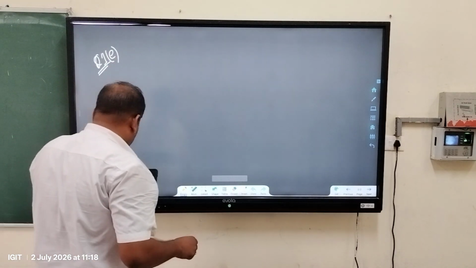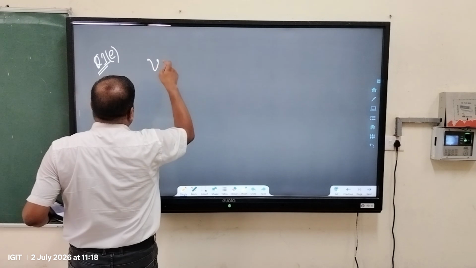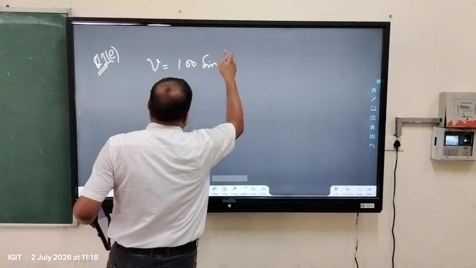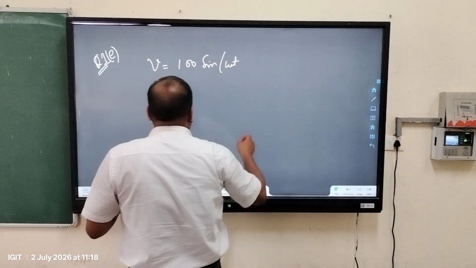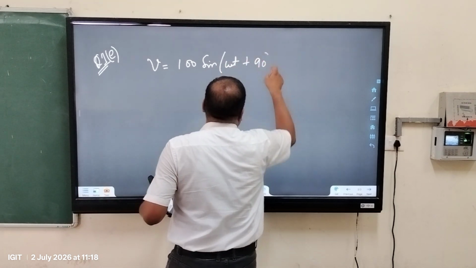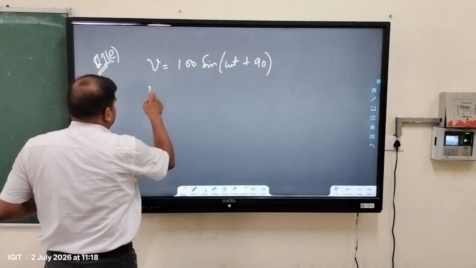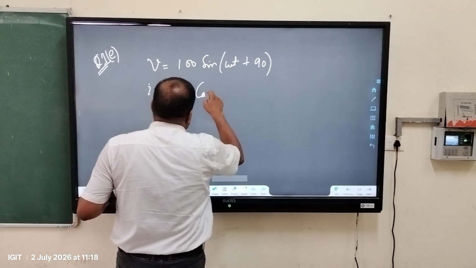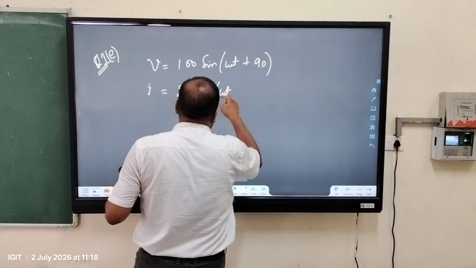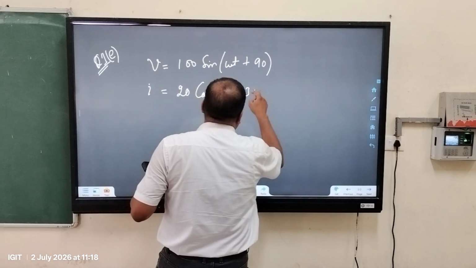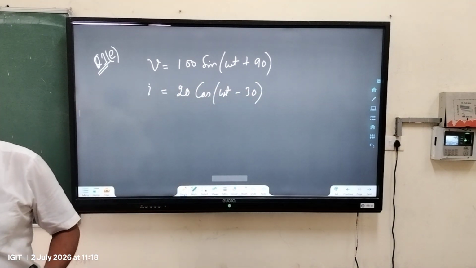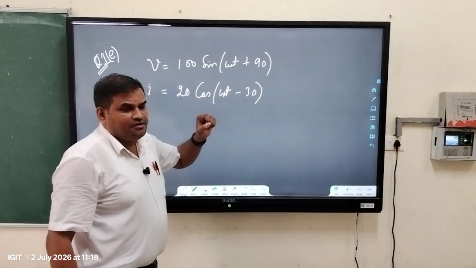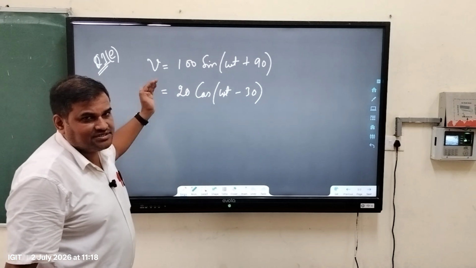Here you have been given the equation of the voltage. The voltage equation is given as 100 sine of omega t plus 90. Correct? And the current equation is 20 cos of omega t minus 30. Can you see what is the problem here? Here the examiner is asking by what angle the current is lagging the voltage.